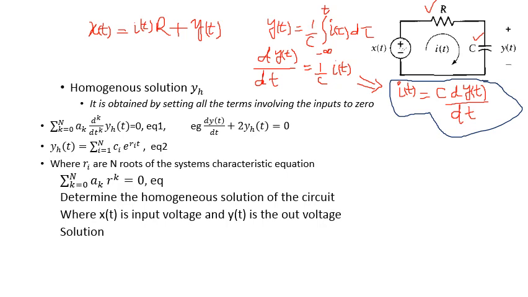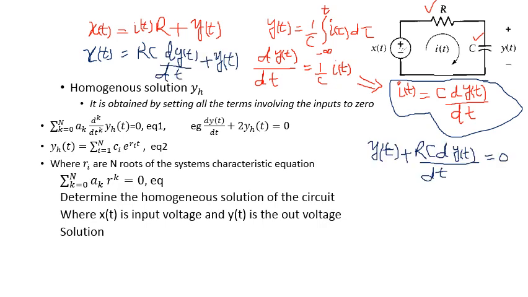Okay, so putting it here, we get x of t equals RC times dy by dt plus y of t. So I've just written this as the first term, followed by this term, and we can equate it to 0, because to obtain the homogeneous solution, we make the input zero, right? So all the terms involving inputs are set to 0. So that means this is our equation.